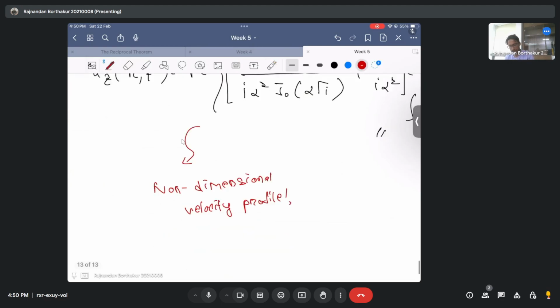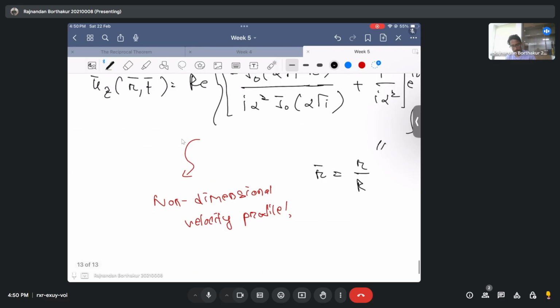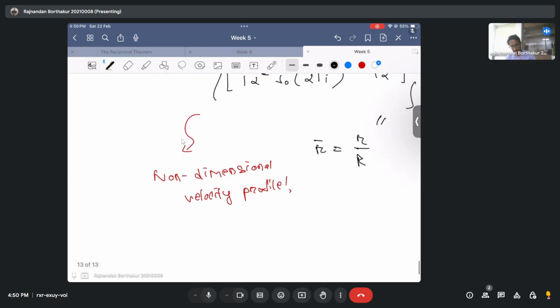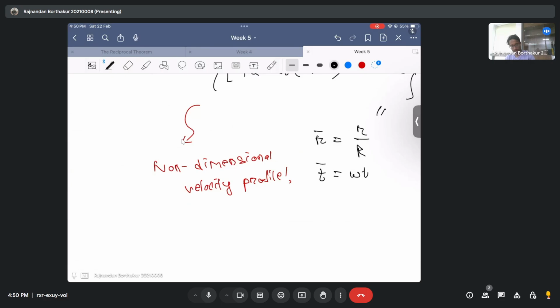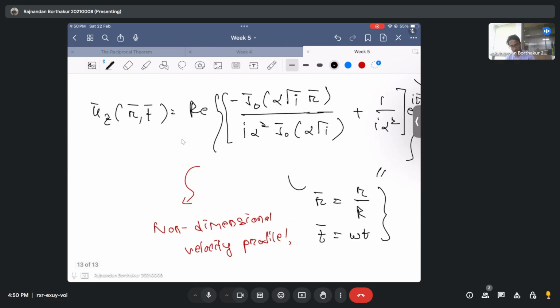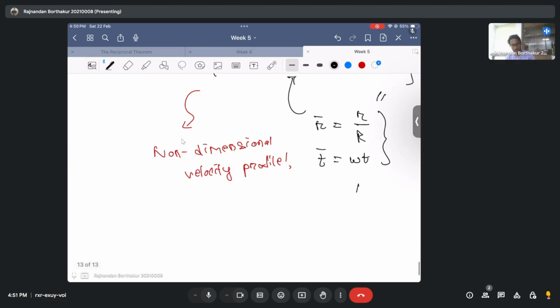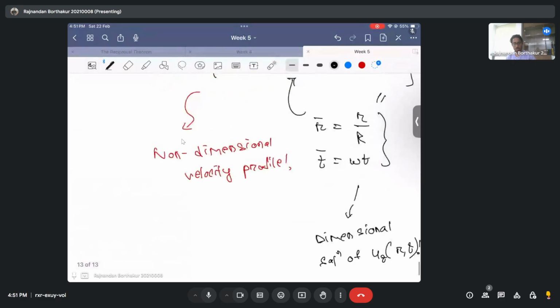For instance, I can simply write my r bar as r by R, okay, and I can simply write my t bar as omega t. So if I substitute this r bar and t bar into this form, I simply end up getting the dimensional solution of uz as a function of r and t, basically the dimensional variables, to be precise. Okay, so this means that a non-dimensional approach is more general. Basically, you calculate the non-dimensional profile, then use the characteristic variables to get the dimensional profile.